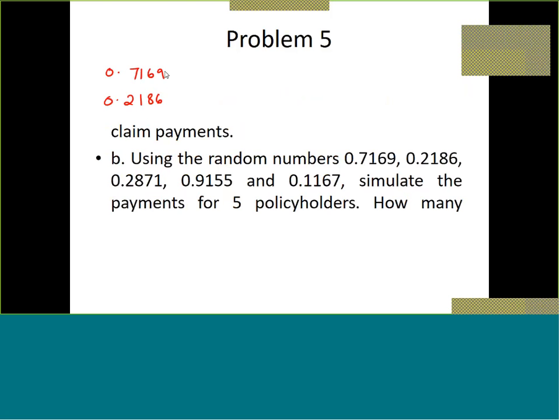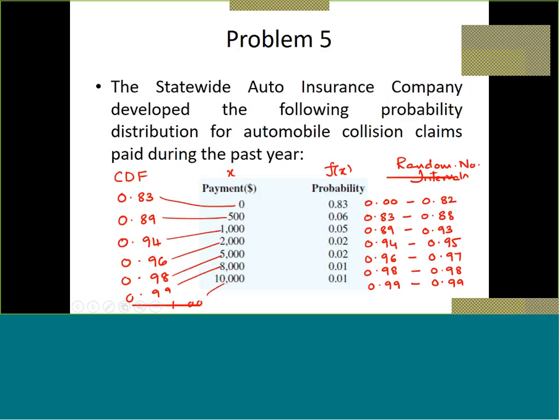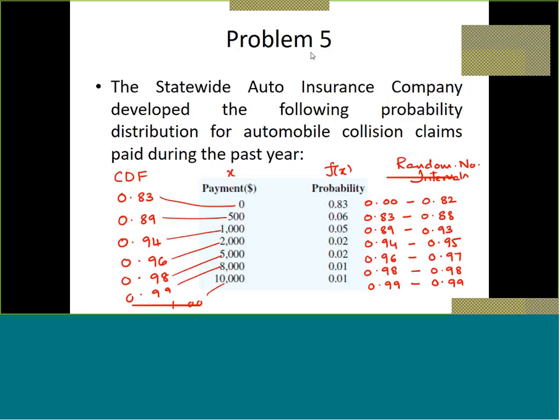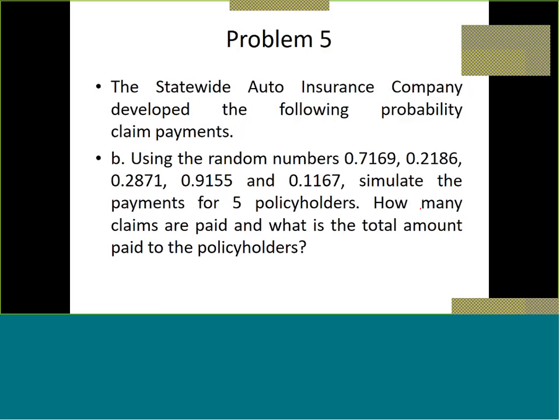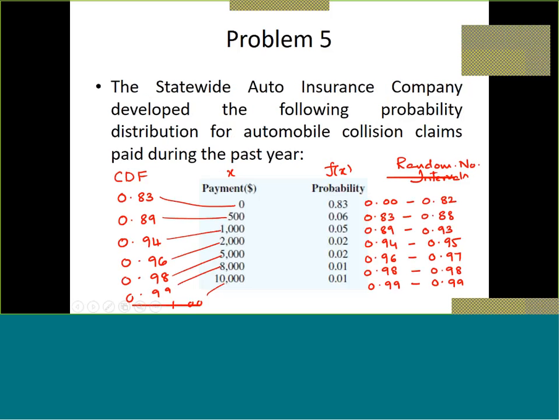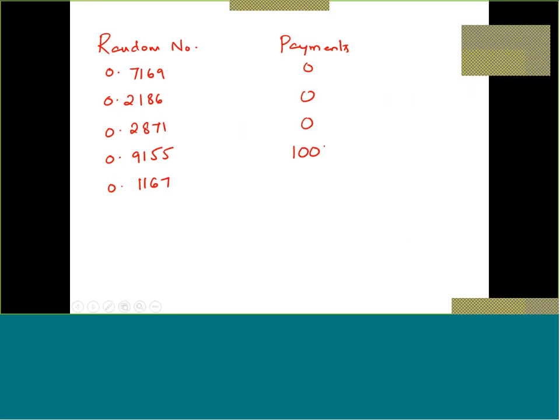So 7169, where is it coming? 7169 is coming in the first interval. So payment is how much? 0. 2186 is also in the first one, so payment is 0. 2871 also comes in the first. 9155 comes in the third, so payment is 1000. 1167 comes in the first, so again it is 0. So these are all the payments for the 5 collisions we have simulated.